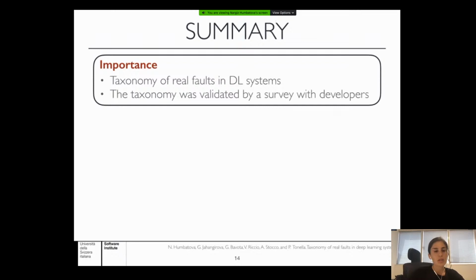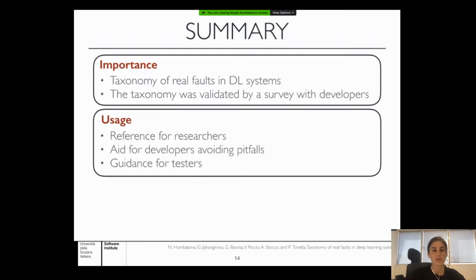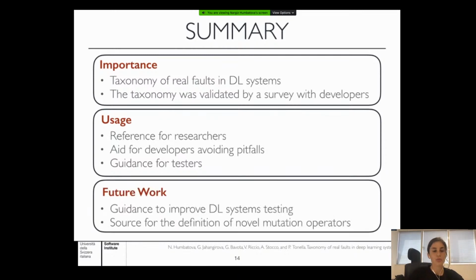So such a taxonomy could be used as a reference for researchers or as a checklist for DL testers. It could also aid developers to avoid common pitfalls. In our future work, we plan to use this taxonomy to improve existing testing techniques and, for example, as a source for the definition of novel mutation operators.